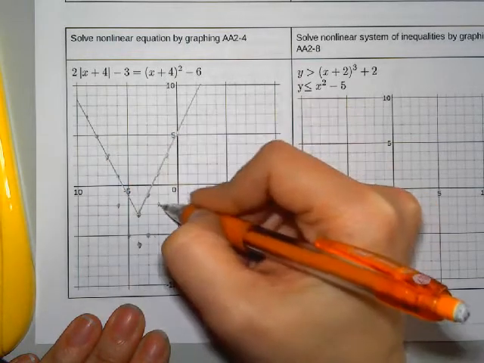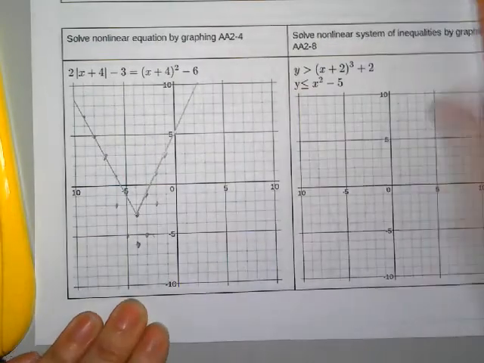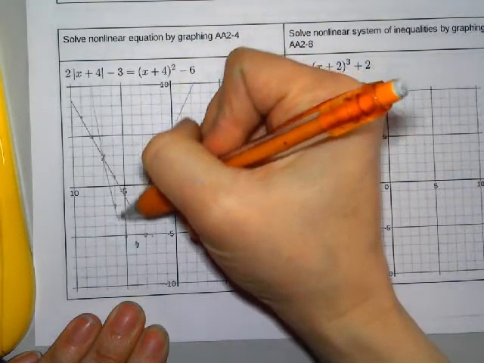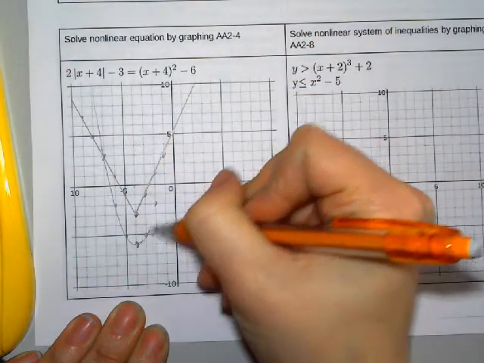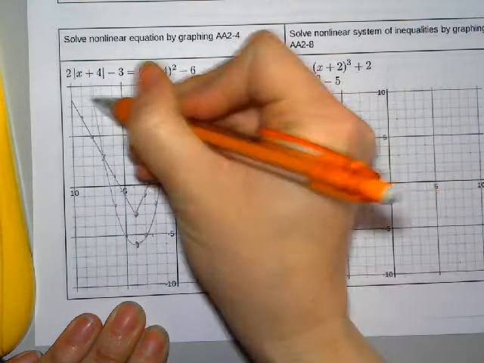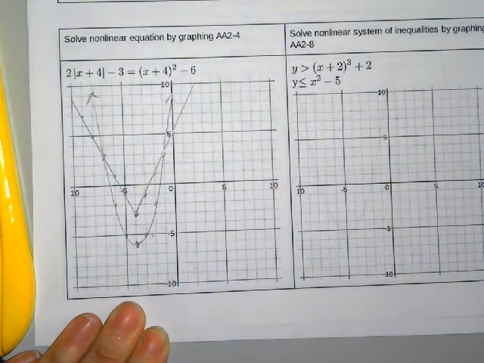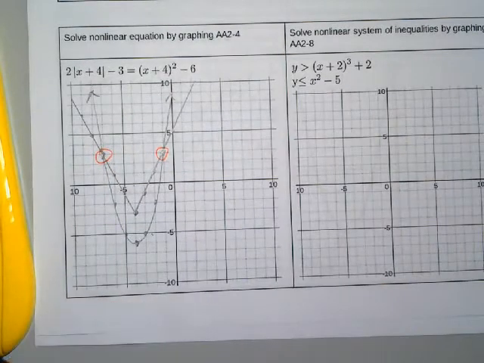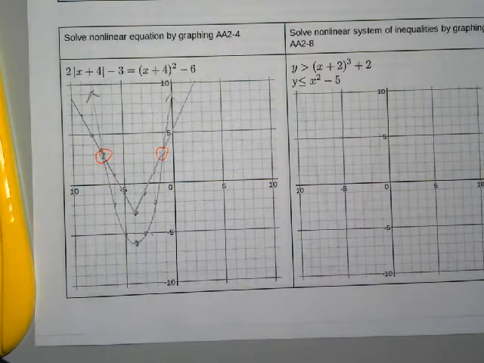These 2 points right here are my points of intersection. So how do I write my actual answer? Do I write the XY points? You don't write Y because there's no Y to begin with, so I'm not going to put Y in my answer. So my answers are x equals -1 and x equals -7.